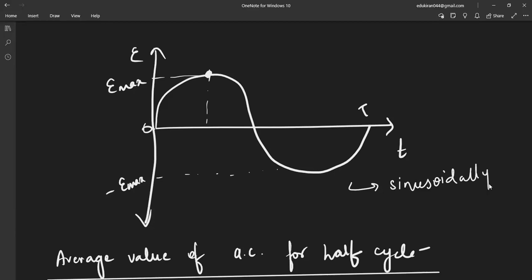It is varying sinusoidally. Why? You have the proof now. In the last class, I was just mentioning it. Now you have the proof. This is the sine curve. Right? It's varying sinusoidally, and there is a maximum value that is achieved. What is this maximum value? This maximum value is NBA omega.